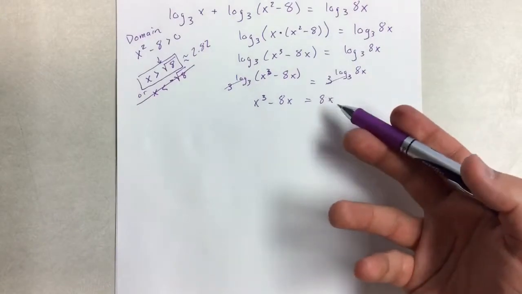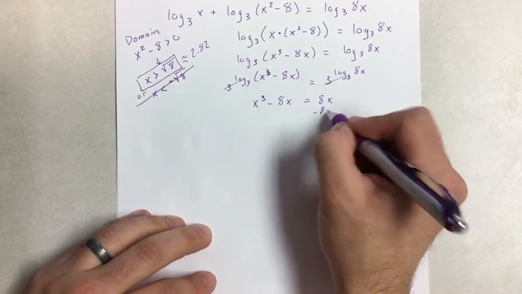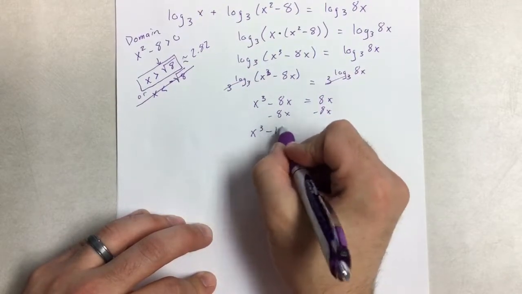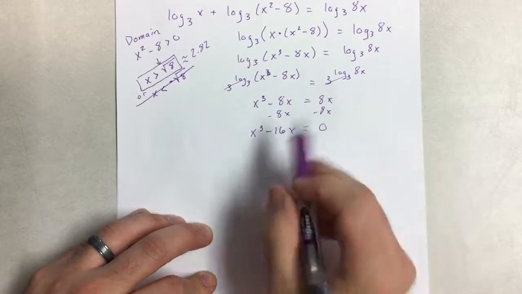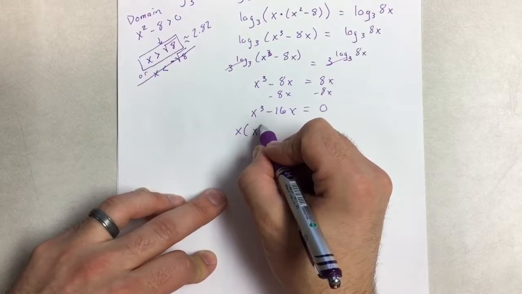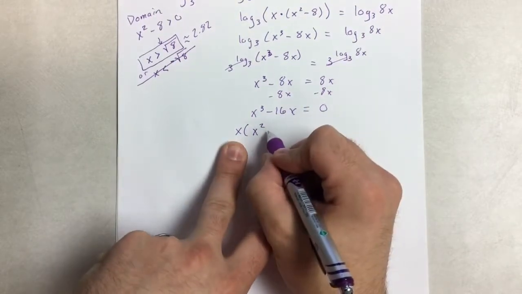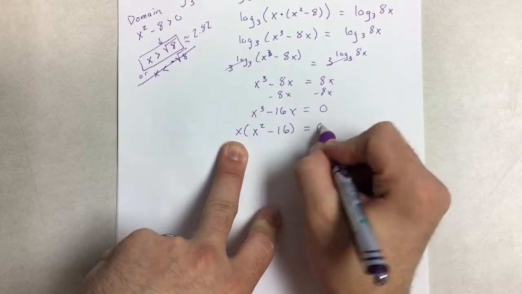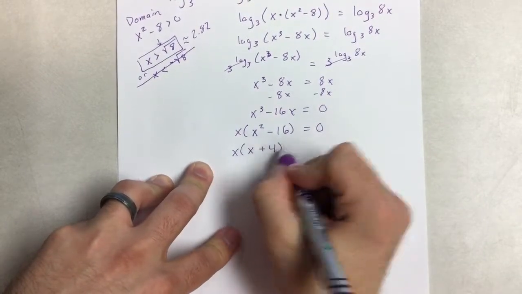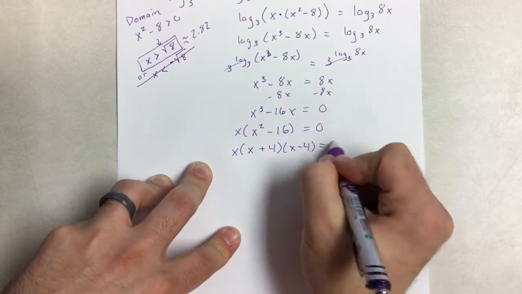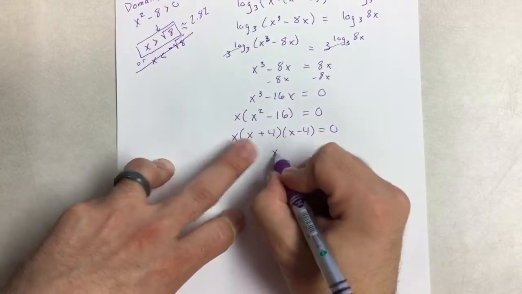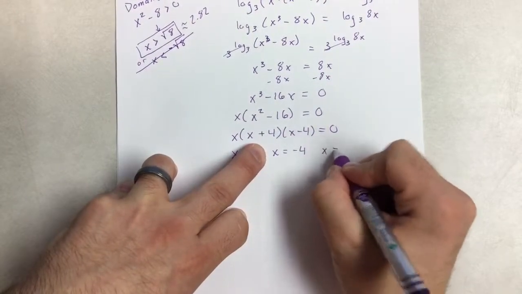And we're back to an algebraic equation, believe it or not. Subtract 8x, which results in x cubed minus 16x equals 0, and I see an x term I can factor out. When I factor an x out, we get x squared minus 16. Factoring x squared minus 16, we get x plus 4 and x minus 4. So our possible solutions are x equals 0, x equals negative 4, and x equals positive 4.